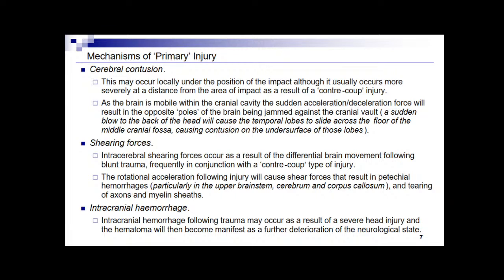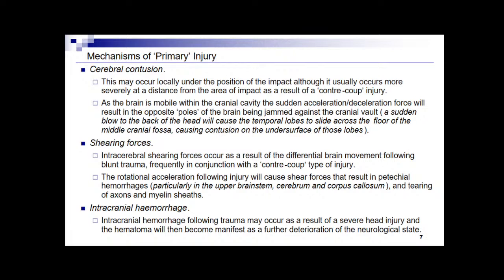These are parts of the CNS that are fixed to the internal structures of the brain, to the tentorium. Pay attention to the upper brainstem, cerebellum, and corpus callosum. Those parts are fixed to the tentorium of the cranial cavity. And there is tearing of axons and myelin sheaths. Cracking of the membrane of the axons causes disruption of myelin fibers, and shearing forces produce diffuse axonal injury of the brain.